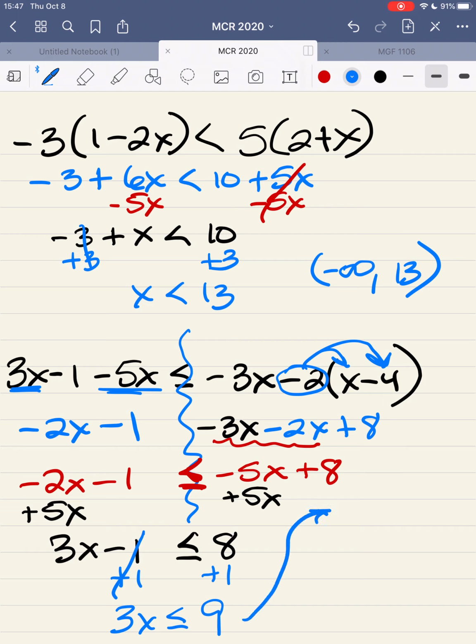Running out of room here, so if I divide both sides by 3, I have x is less than or equal to 3. And notice again, I didn't have to do any sign flipping.